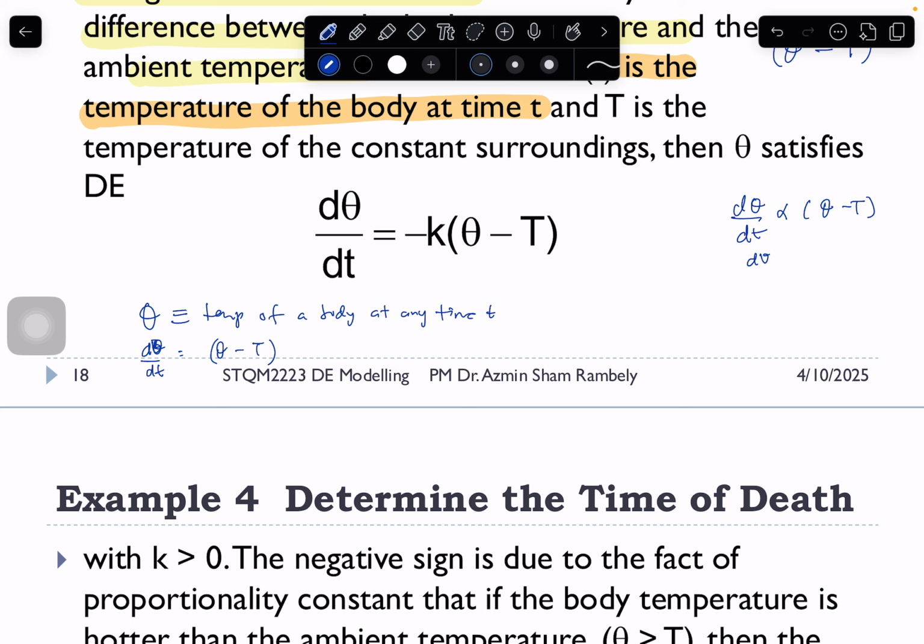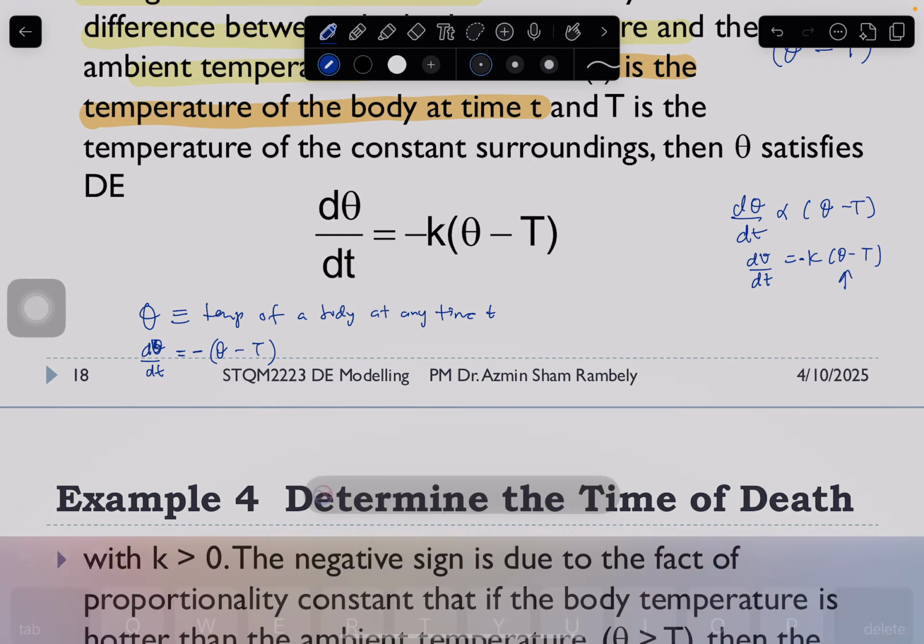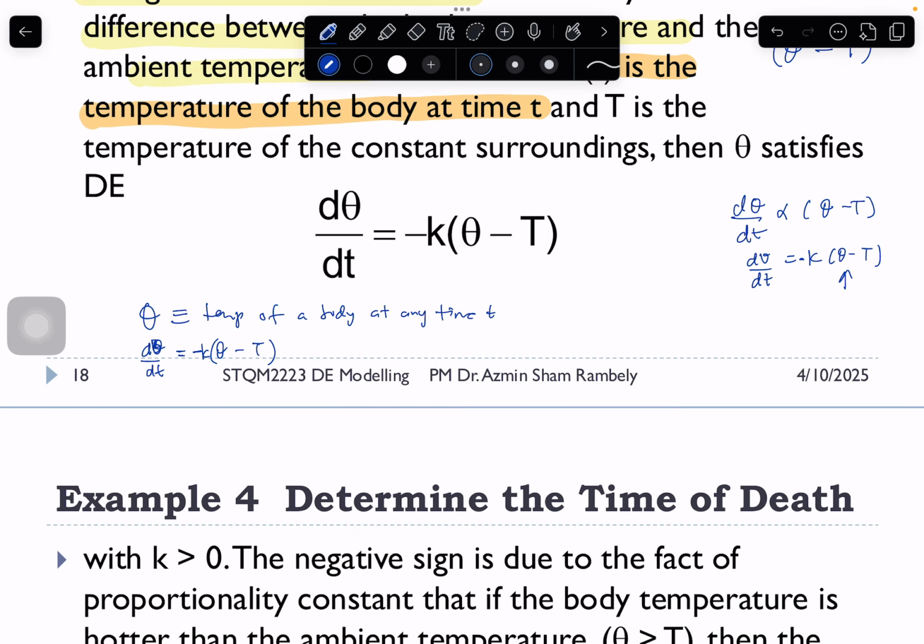So to make it an equation, we have to write it using an equal sign, k times theta minus T. But since the body temperature is reduced, we add the minus sign. Okay, minus k. So that is our model.